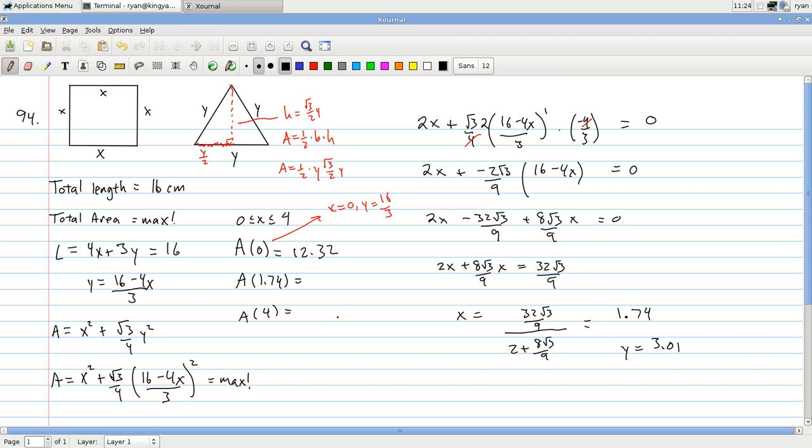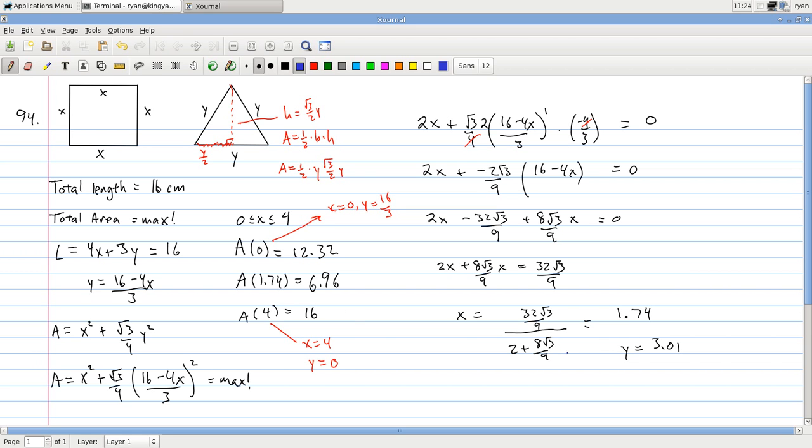Now, looking at the complete opposite end of things, if x is 4, in other words, we're using all of the wire for the square, we're using none of the wire for the triangle, so we're using 0 for the sides of the triangle, and that gives us for our area 16. Now if we look at this middle road here, if x is 1.74 and y is 3.01, the area turns out to be 6.96.